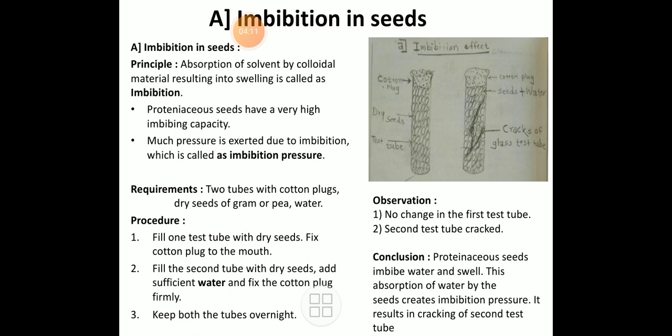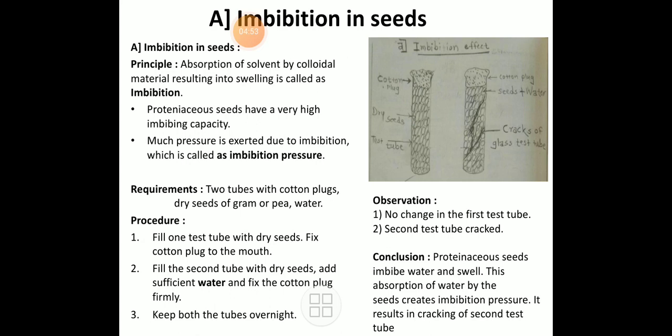What is the procedure? First of all, fill one test tube with dry seeds. Out of the two test tubes, take one and fill it with only dry seeds. Fix the cotton plug to the mouth and close the seed-filled test tube with the cotton plug. Now keep both tubes. The second test tube, first of all fill with dry seeds and add sufficient water. Add sufficient water and fix the cotton plug.